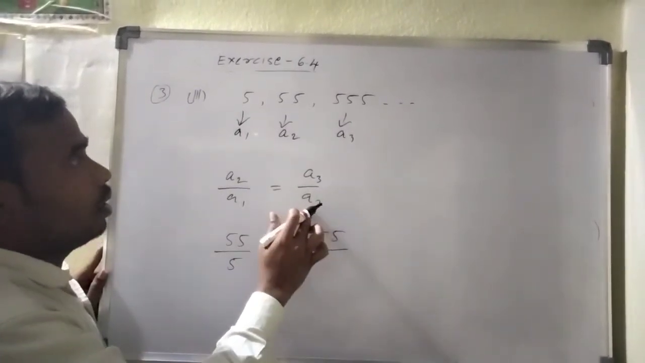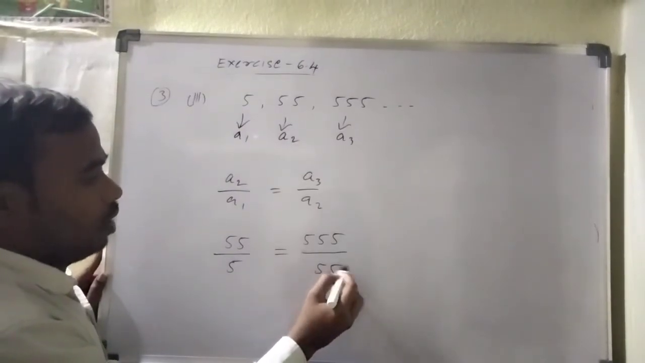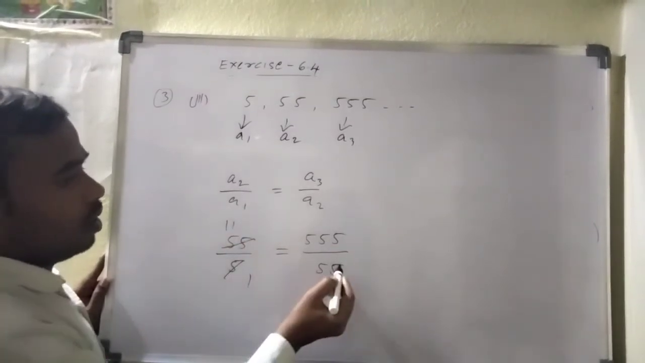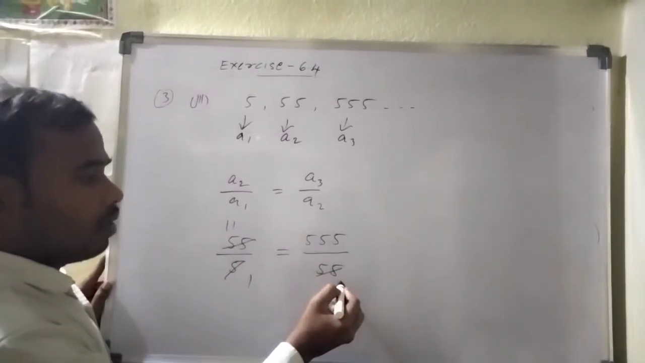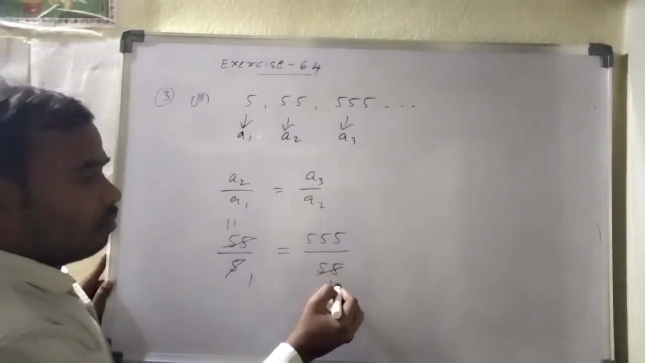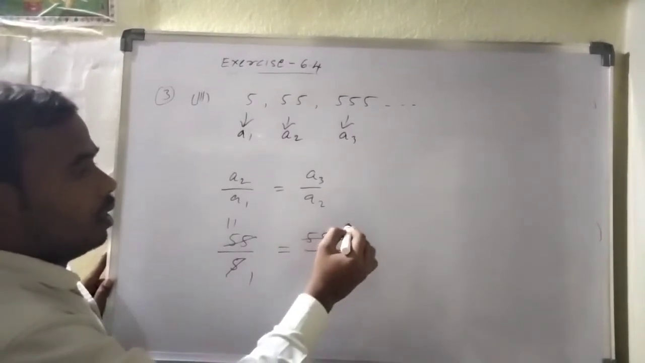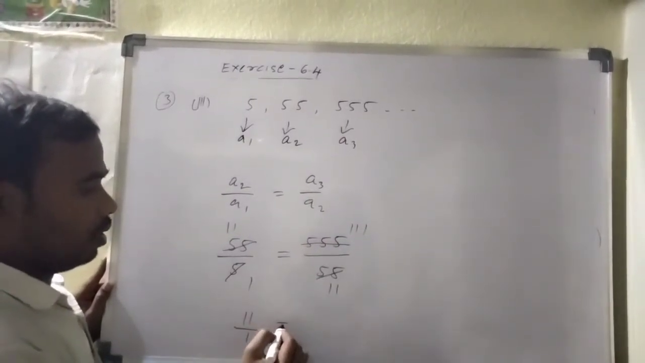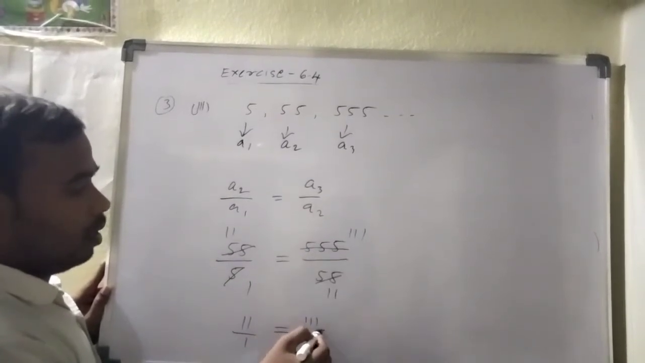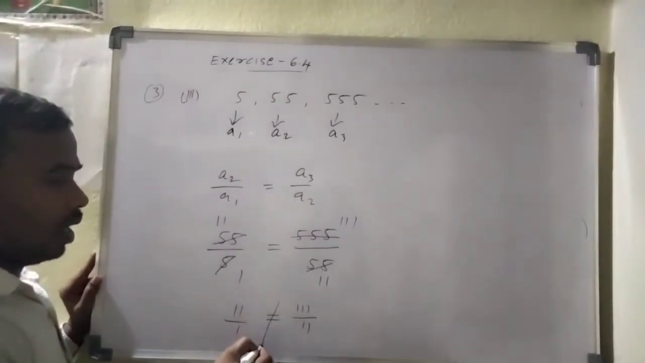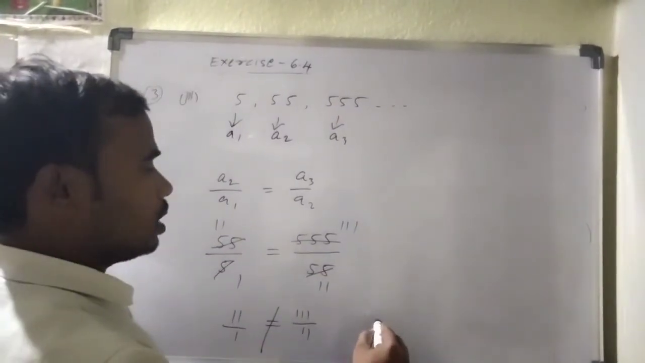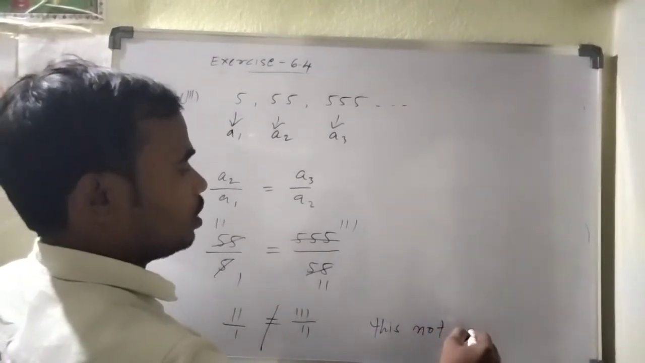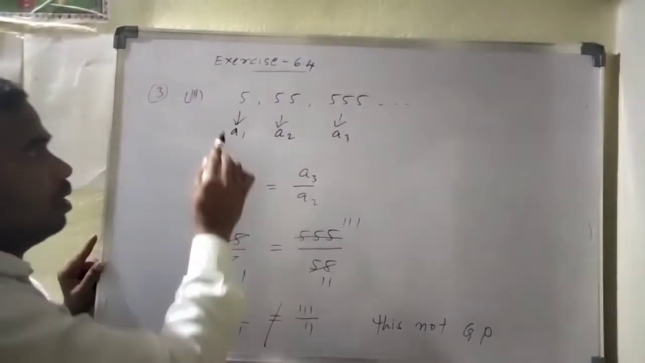5555 by A2 is equal to how much is there? 5500. So cancellation, check it. 5 ones are 5, 11s are 5, triple ones are... So what is that? 11 by 1 and here is the triple 1 by 11. So both are not equal. So this is not in GP. This is not a GP problem.